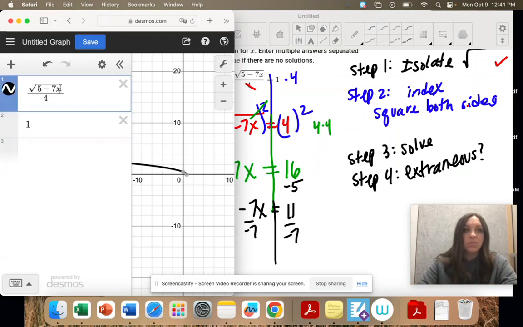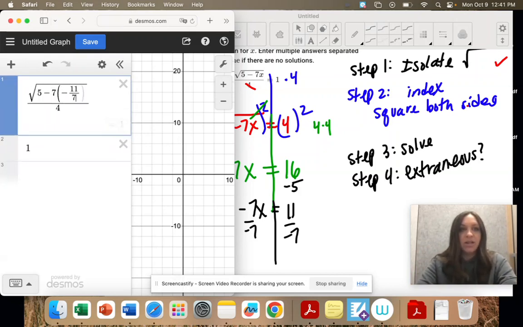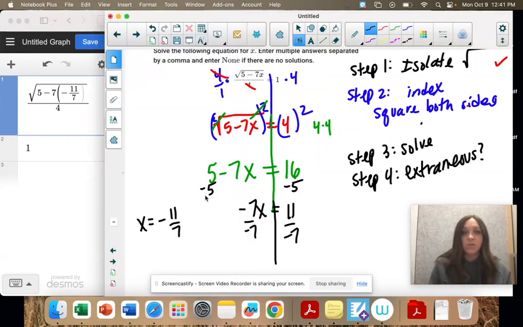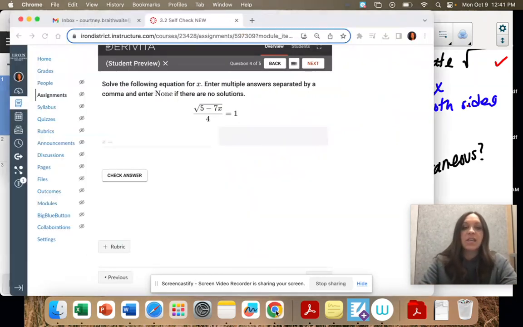Now I'm going to substitute our answer in for x. I have negative 11 divided by 7. See how those are equal now? I have 1 and 1. That means that the solution's right. It's not extraneous. If those were different, it would be extraneous. So my answer is negative 11 over 7.